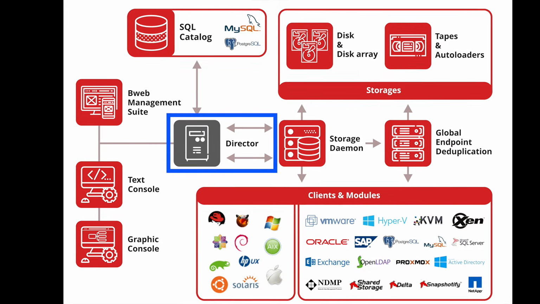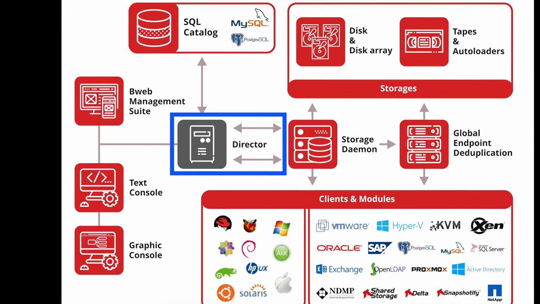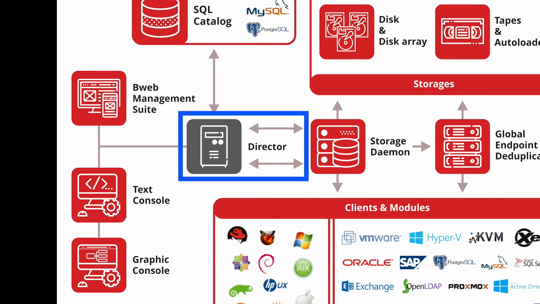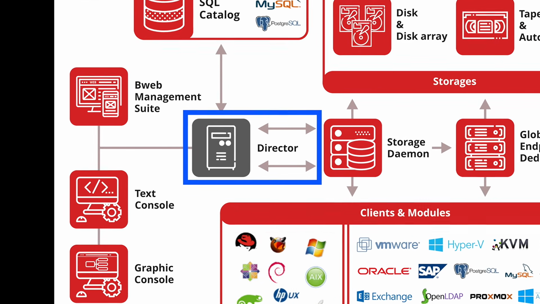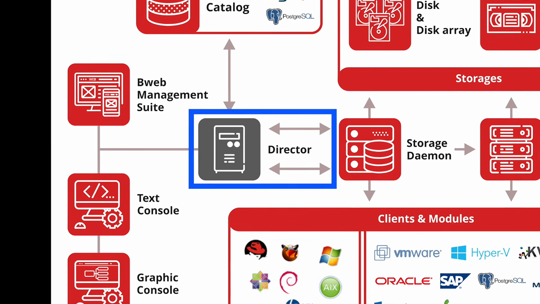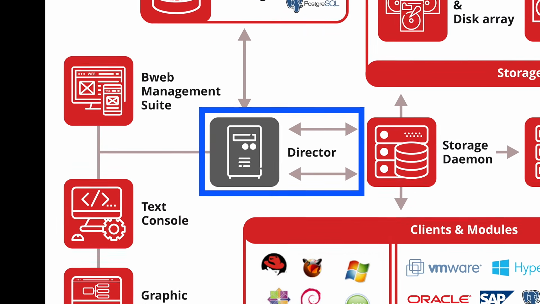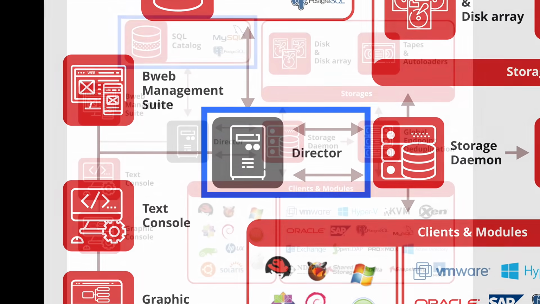The director process runs on most major Linux distributions, including Red Hat and its derivatives, as well as Debian and Ubuntu. All configurations are stored as text files so that they can easily be edited directly with a text editor, with the help of our bweb management tool, or with any automation tool that can modify text files.